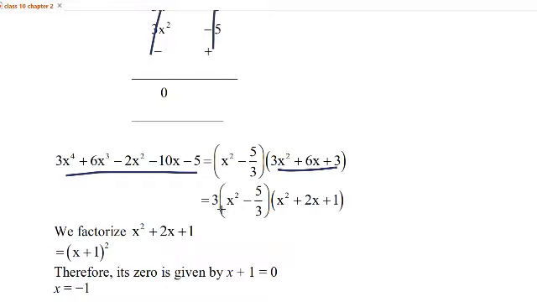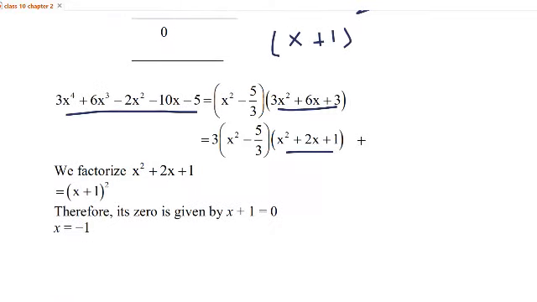First of all, I have taken 3 common outside, and now it is x square plus 2x plus 1. What is x square plus 2x plus 1? x square plus 2x plus 1 is the square of x plus 1. You try to solve this x plus 1 square, what will you get? a square, that is x square, right? 2 into a into b means 2 into x into 1, that is 2x, plus b square, that is 1. So this x square plus 2x plus 1 is x plus 1 whole square. So we can write it as x plus 1 whole square, and on putting it equal to 0, we'll get x is equal to minus 1.